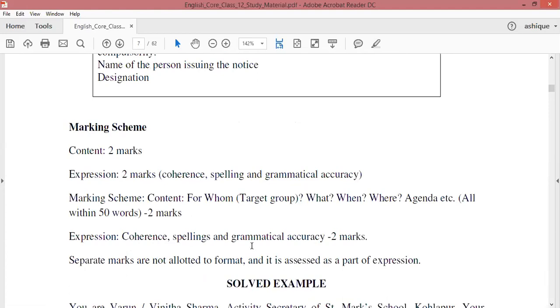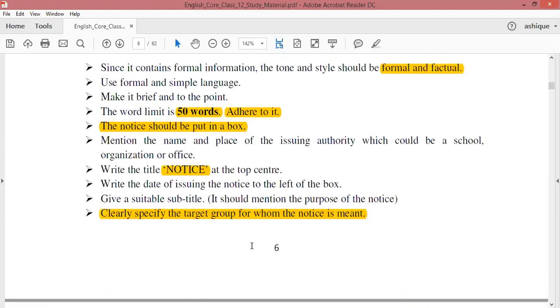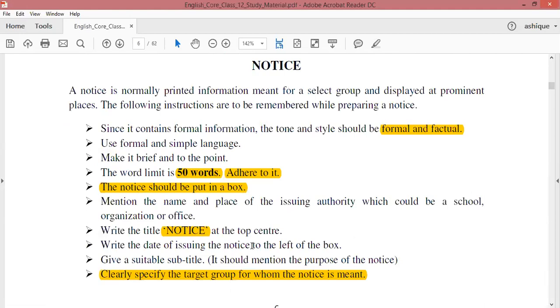I hope, students, you are able to connect to the point that is notice writing. If you have any doubt, please write it down here, and I'll help you clear your doubts right now. Then we'll further continue our class with the points. If there's no doubt, then I'll continue with the other writings.